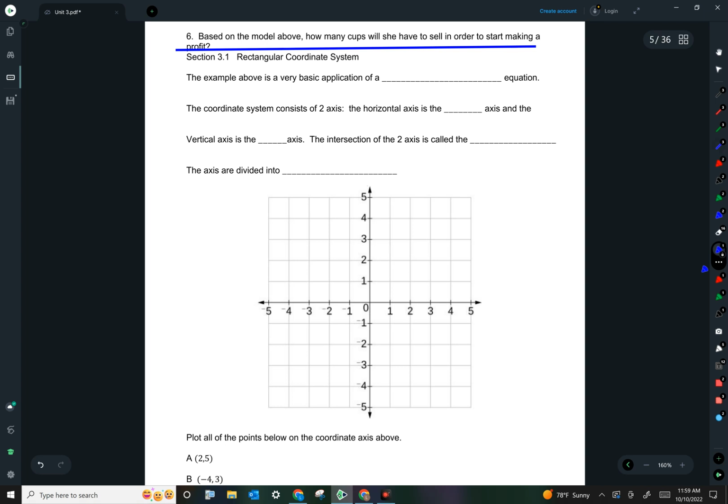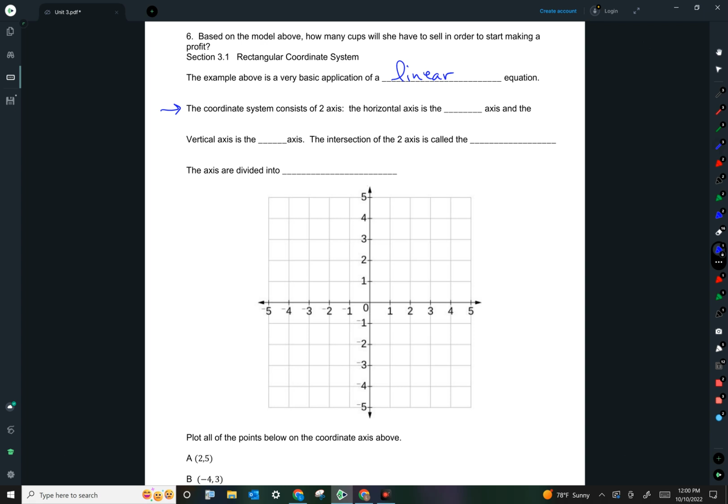All right, so it says the example above is a very basic application of a linear equation. Okay, you don't really need that. I'll go ahead and write that down. Here's where we're going to start. The coordinate system. The coordinate system consists of two axes, all right?